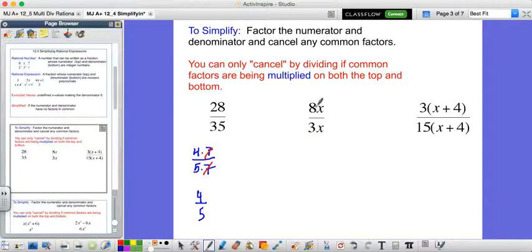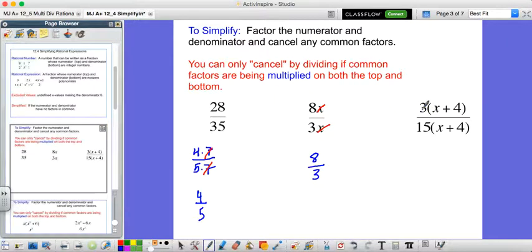So here we have 8x over 3x. Well, 8 and 3 don't simplify, but 8 is being multiplied by x and 3 is being multiplied by x, so we can actually cancel out or simplify these x's, because x over x is just 1. So our simplified version of 8x over 3x is just 8 over 3, and we're done.